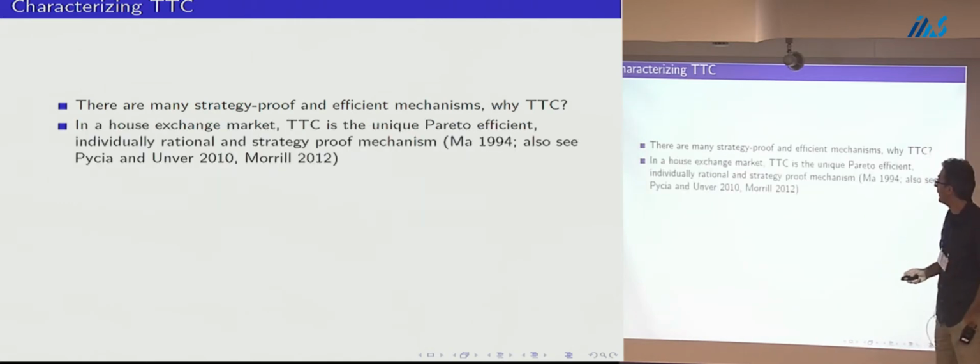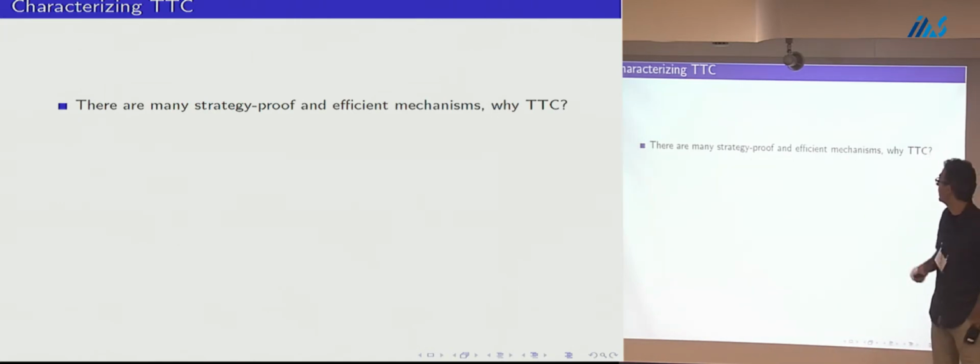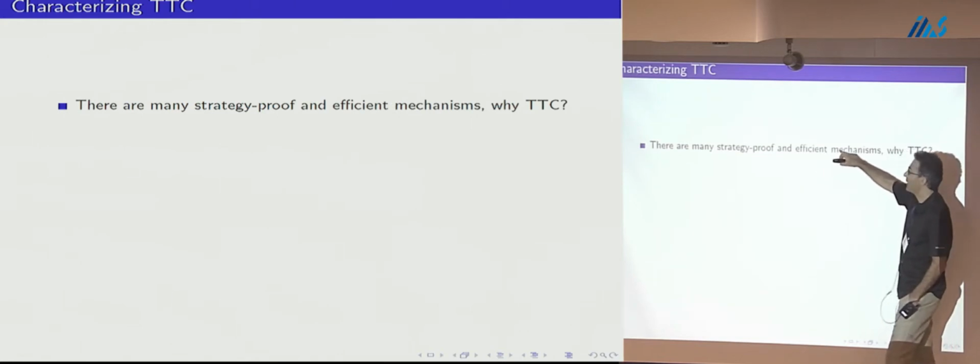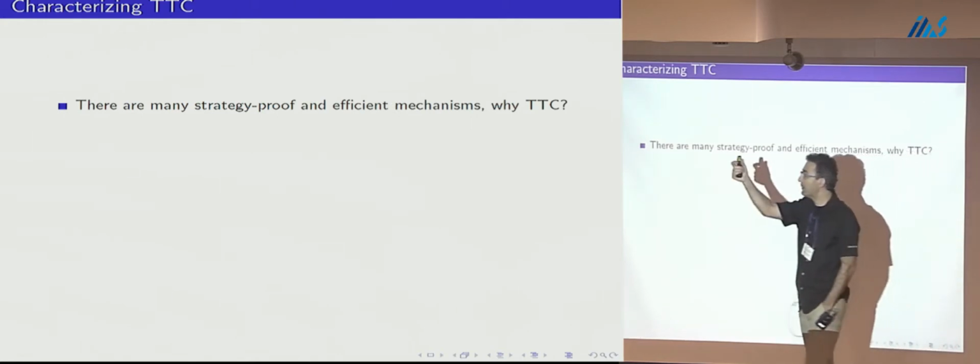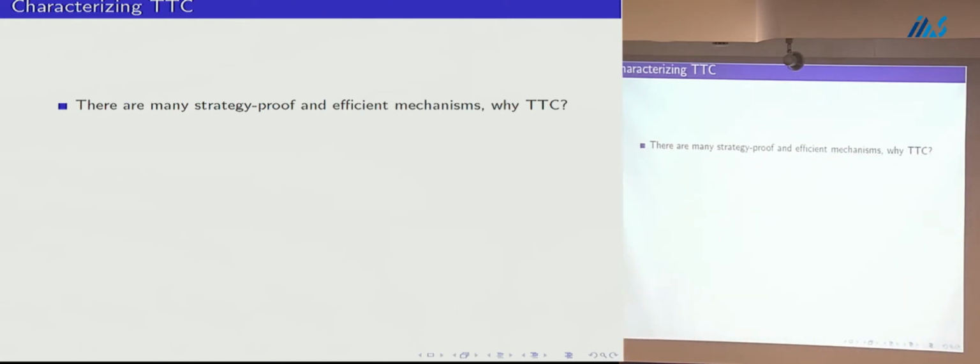There are so many strategy-proof and efficient mechanisms. One of them is to randomly rank students and let them choose one at a time, ignoring all the priorities. So there's actually not much result on that in the literature.